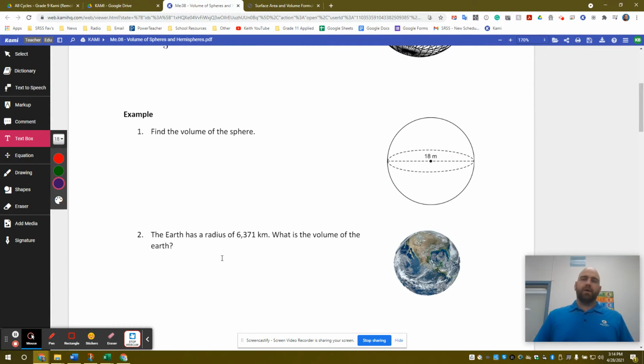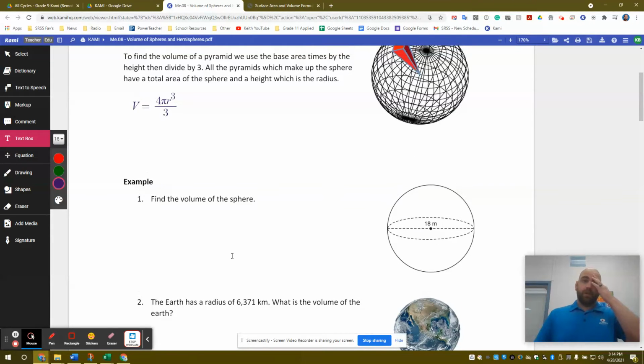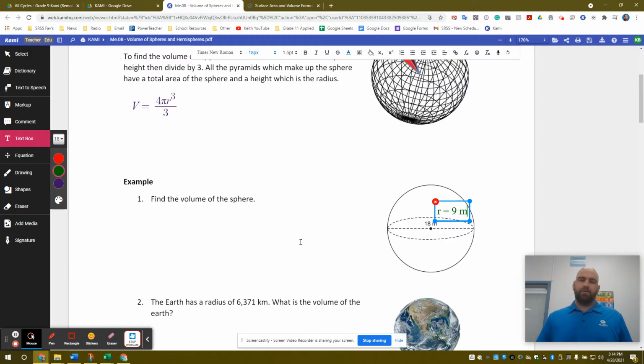Let's find the volume of this sphere. So here we have a sphere drawn out. It has a diameter of 18 meters. So what this means is that we have a radius, r equals 9 meters. Okay, there we go. We have our radius. So we're going to use our formula with 9 as the radius.